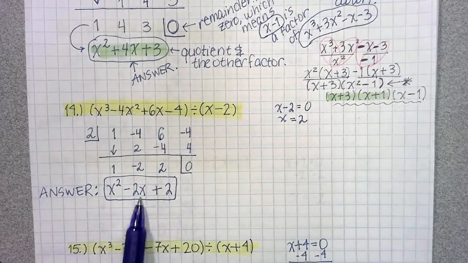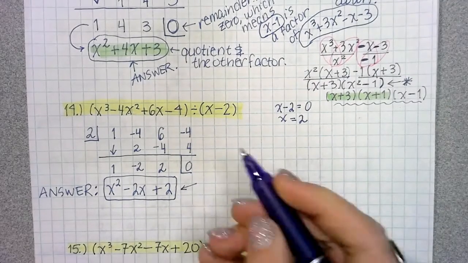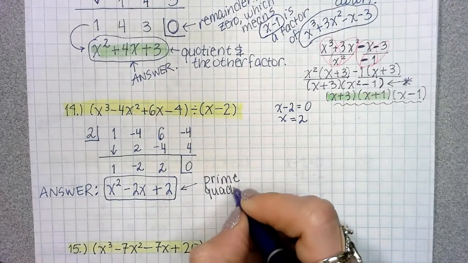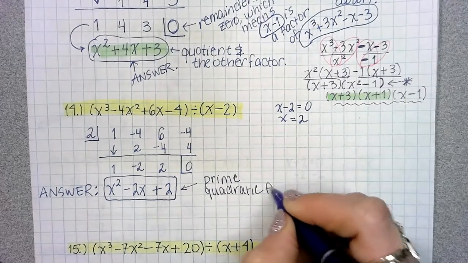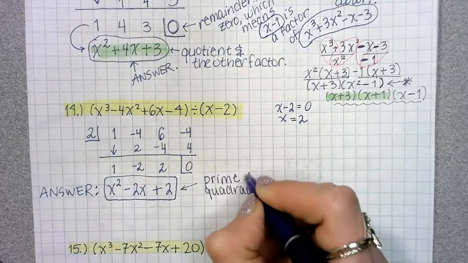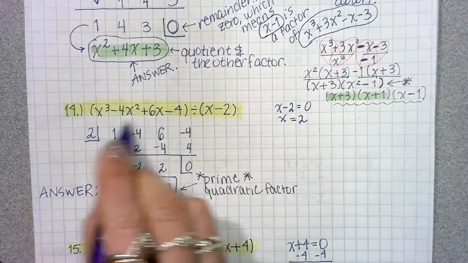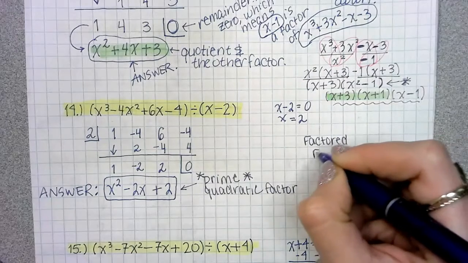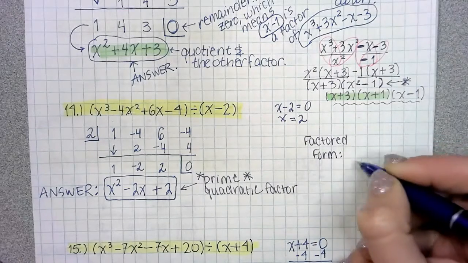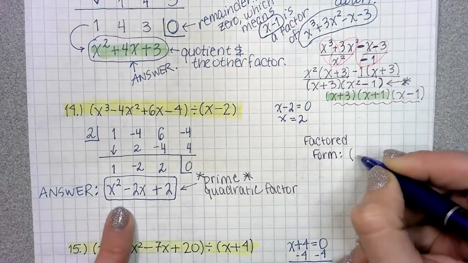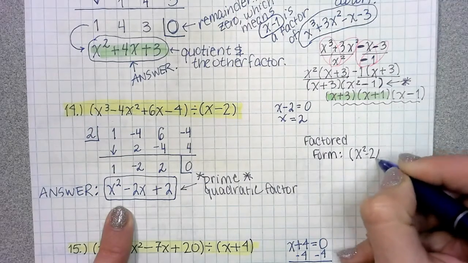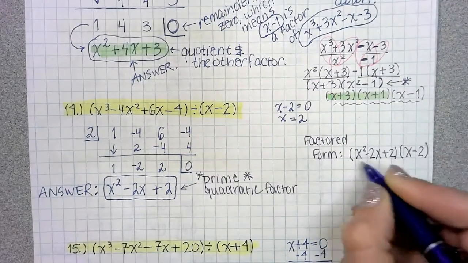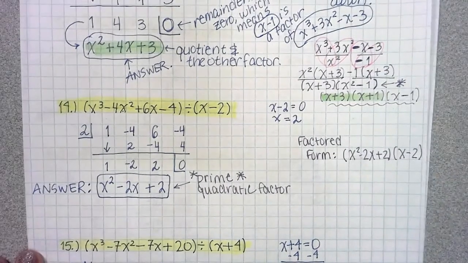This piece here is not factorable. This is going over some vocabulary, some important stuff here: this is a prime quadratic factor. So if you were asked to factor this entire thing, what would the factored form be? You're essentially there. Your factored form is x squared minus 2x plus 2, and x minus 2. Since this is prime and this is prime, you're essentially finished.